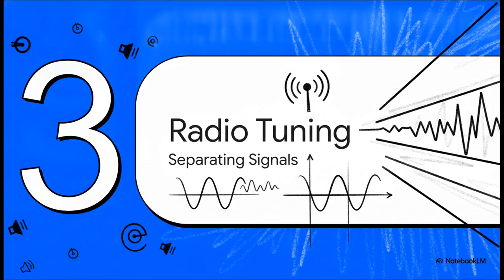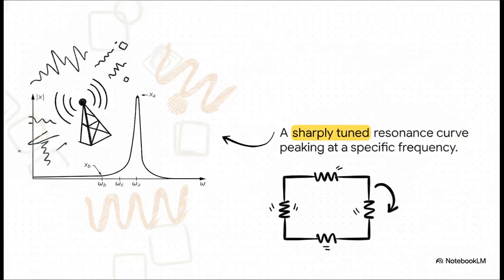Section 3. Resonance and radio tuning, separating the signals. Think about what's happening at your car radio antenna right now. It is being absolutely bombarded by the electric fields of every single radio station in your entire city simultaneously. By the principle of superposition, your antenna is reacting to all of them at once. It seems like it would be impossible to disentangle them. But when you tune your radio, you are adjusting a resonance circuit.